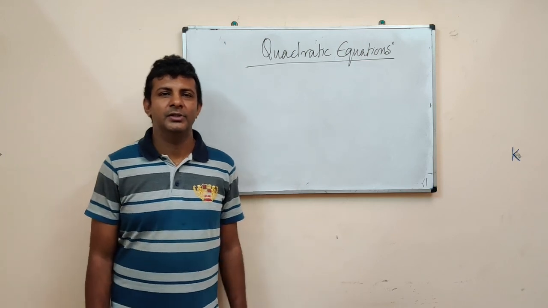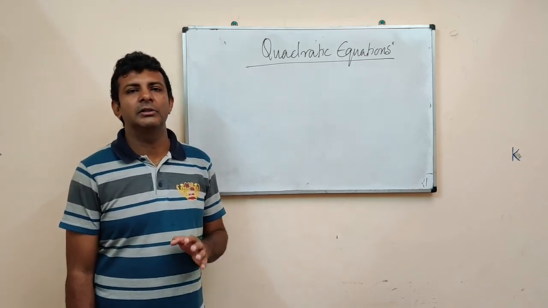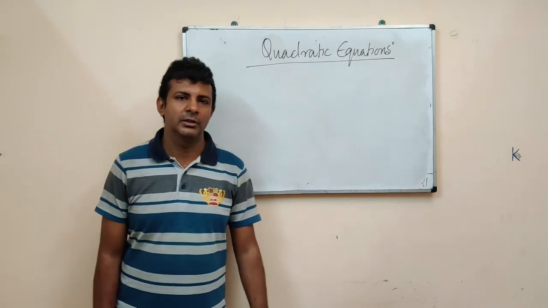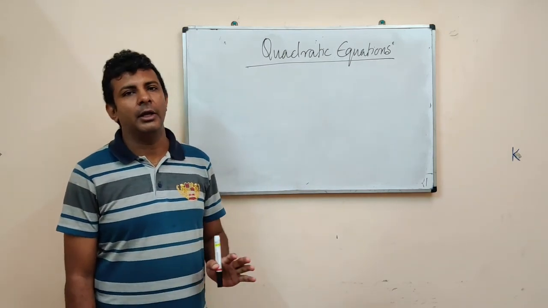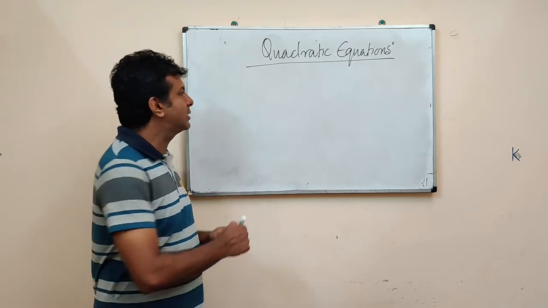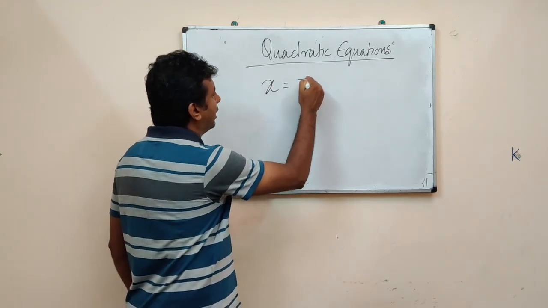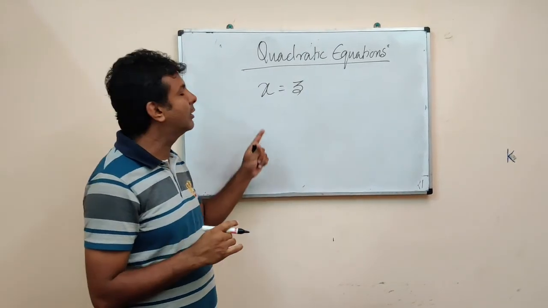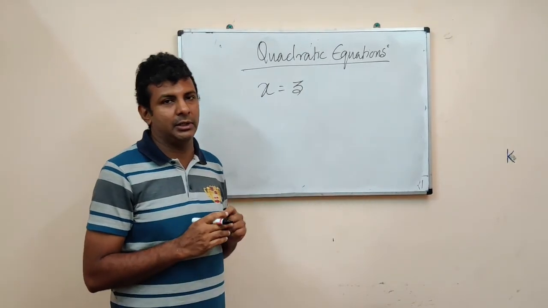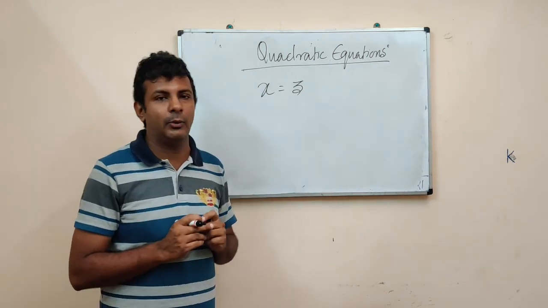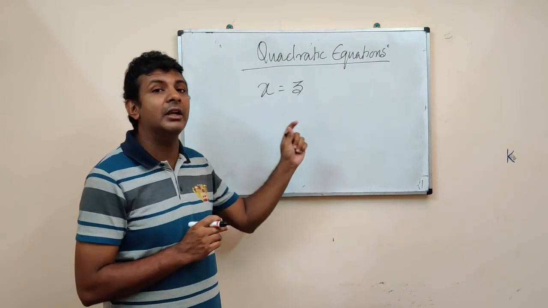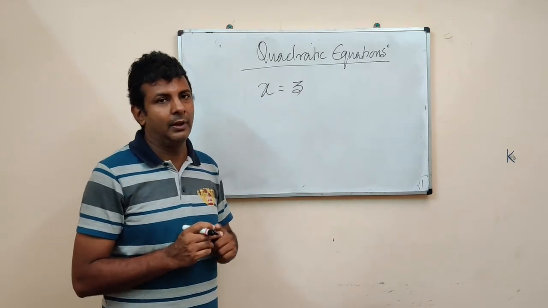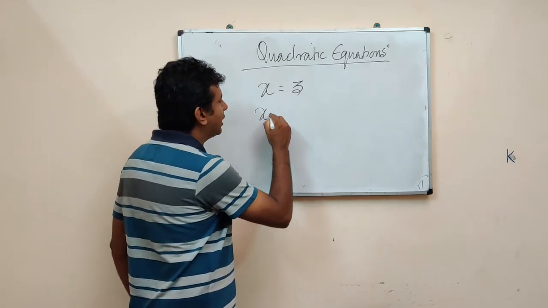Hi, in this session we are going to have a discussion on the very basics of quadratic equations. What do you mean by quadratic equations? Is x equal to 3 a quadratic equation? No, this is called a linear equation, a linear equation in one variable, and that variable is x. Now, is this a quadratic equation?